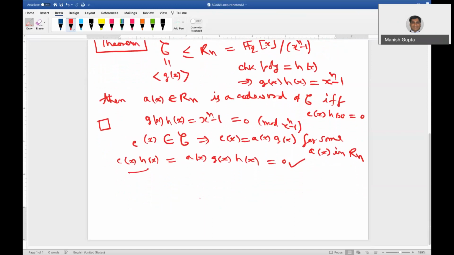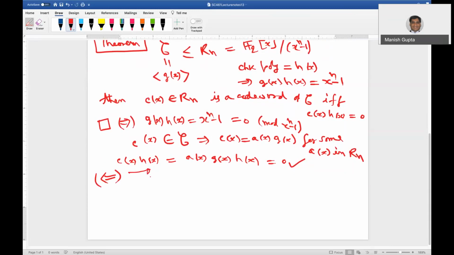If something is a code word, then we know that, sorry, here actually I forgot, this is not a, this is c. Okay, fine. If c(x) in Rn is a code word of C, then this is the case, right? This was from this side.